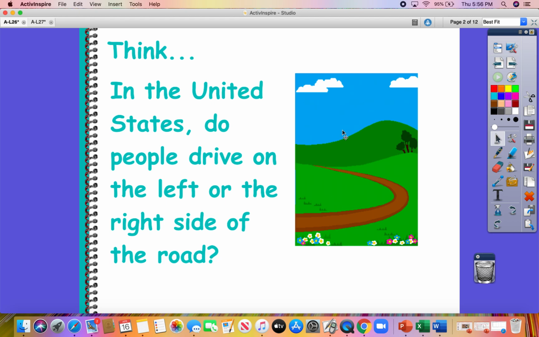The most important thing to remember is that we have to do it in that order. We have to make sure it's right. In the United States, do people drive on the left or the right side of the road? Well, in the United States, we drive on the right. The steering wheel is on the left side of the car, but we drive on the right side of the road. What would happen if people tried to drive on the wrong side of the road? They would get hit by a car, right? It wouldn't work.